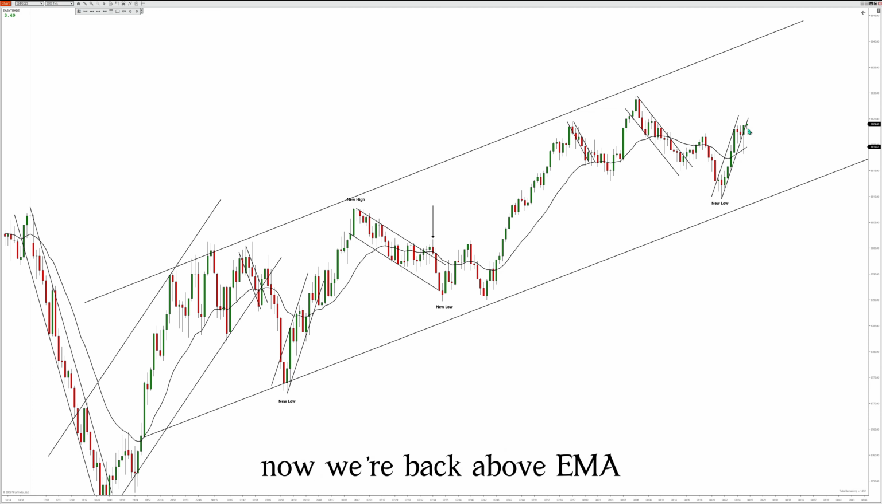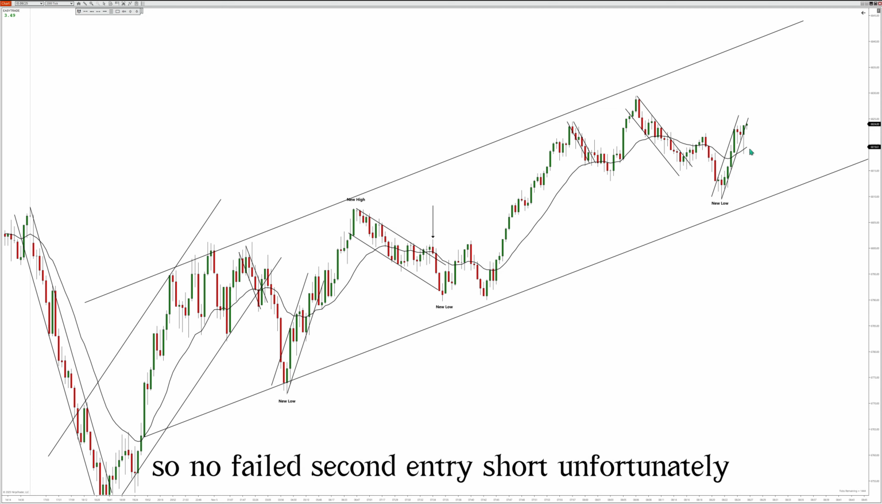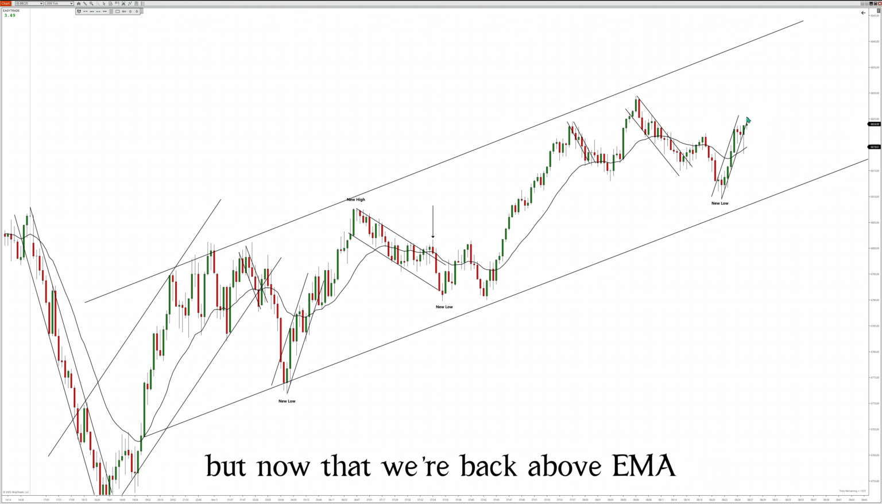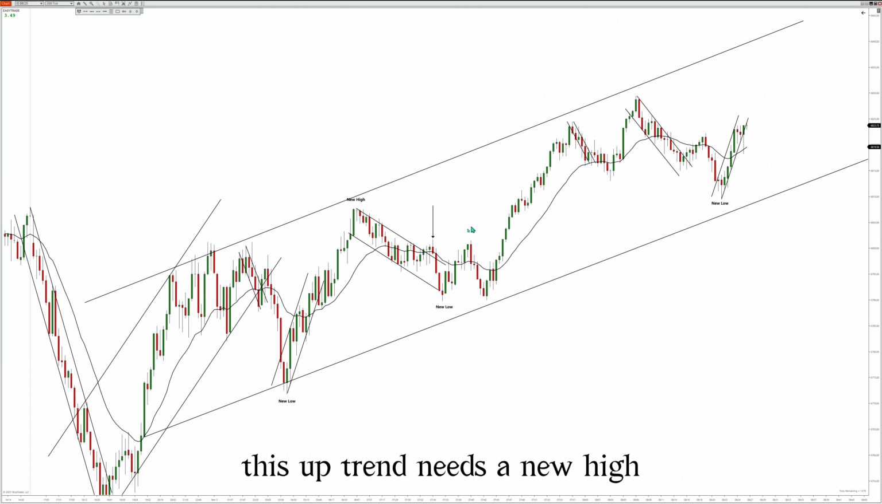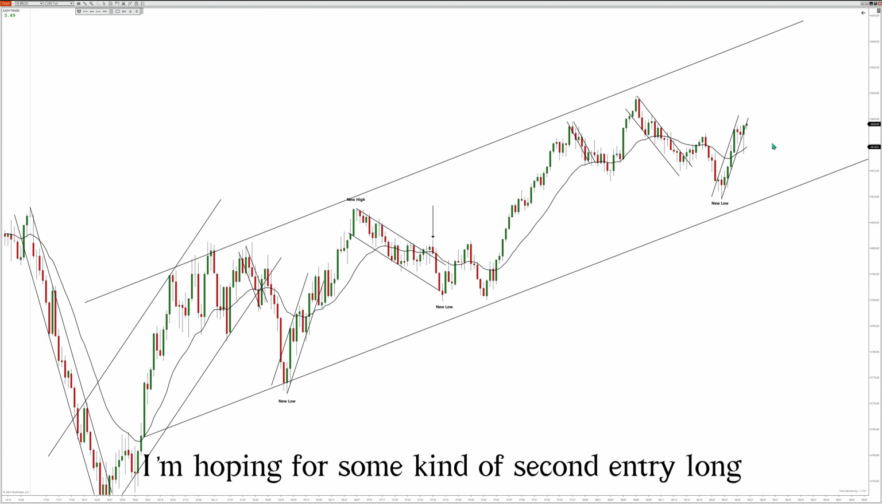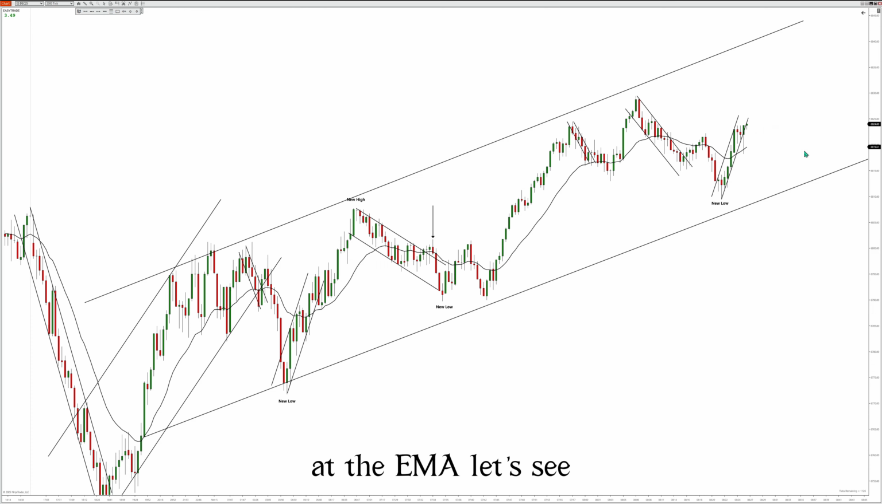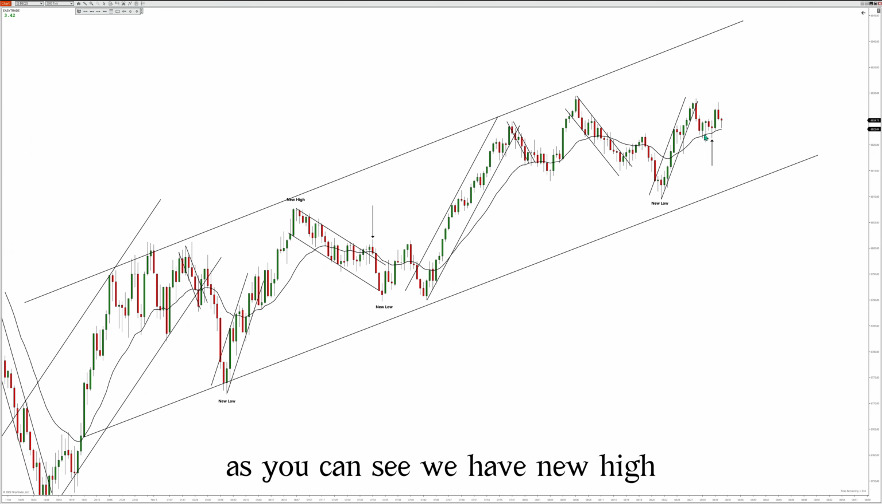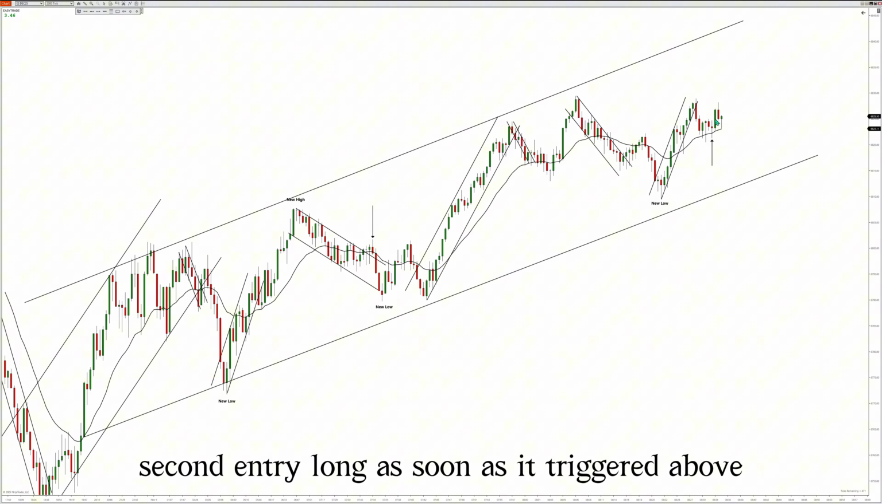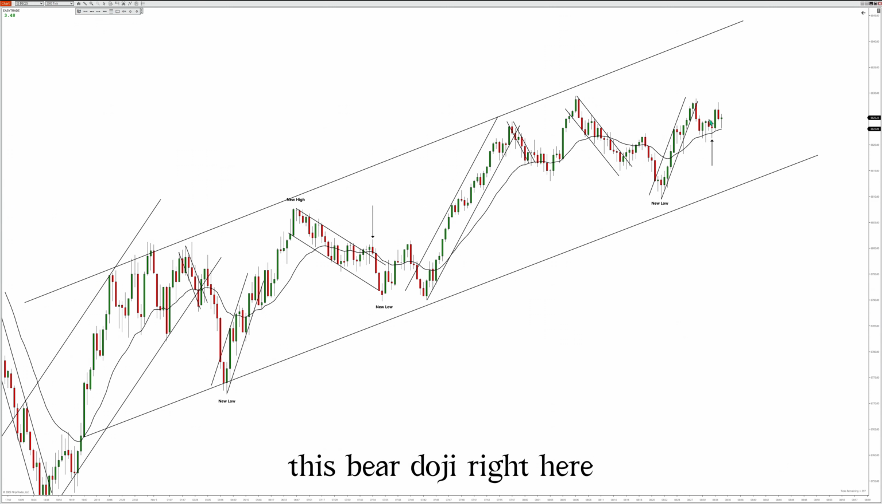Now we're back above EMA, so no failed second entry short, unfortunately. But now that we're back above EMA, this uptrend needs a new high, and it's the start of a new push phase for this wider uptrend. So I'm hoping for some kind of second entry long at the EMA. Let's see. Alright, guys, we had a second entry long. As you can see, we have new high, first entry long, pullback, second entry long as soon as it triggered above this bear doji right here.